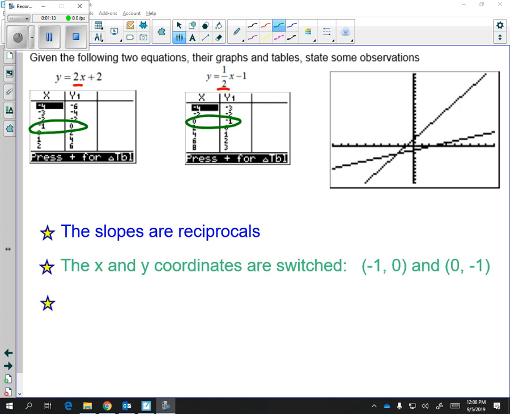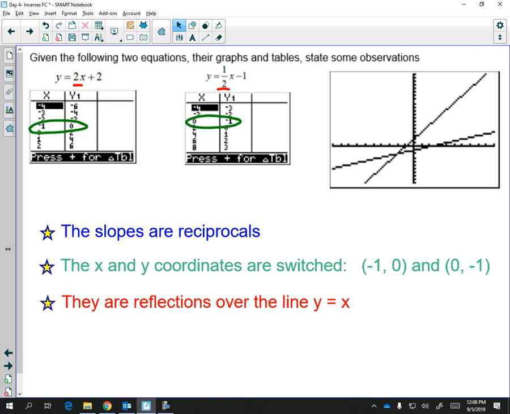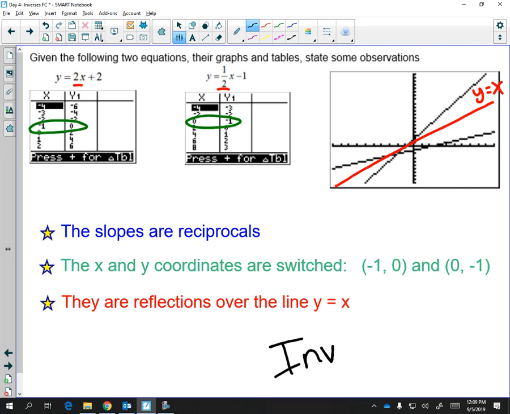The last observation that you might have noticed is that these two graphs are reflections of each other. Specifically, they are reflected over the line y equals x. Now that is a diagonal line through the origin. Any two equations that have these three properties are what we call inverses of each other.